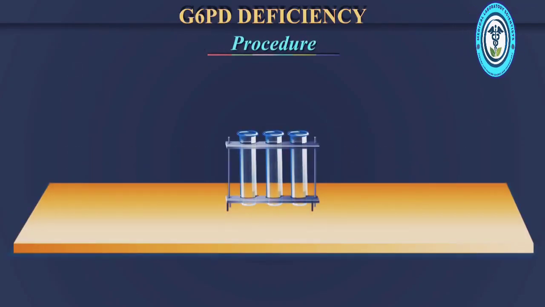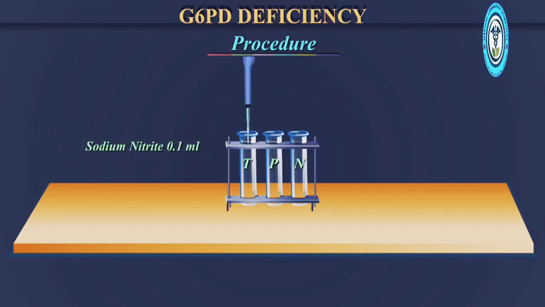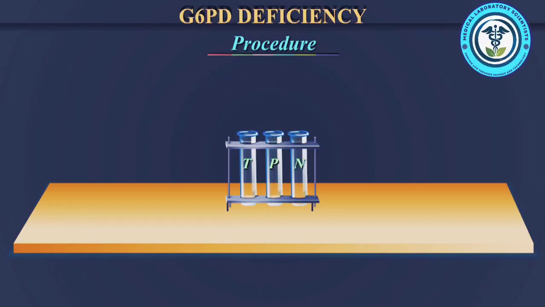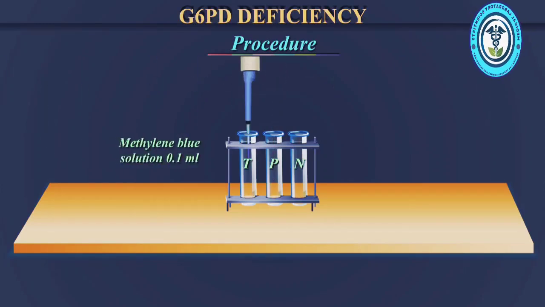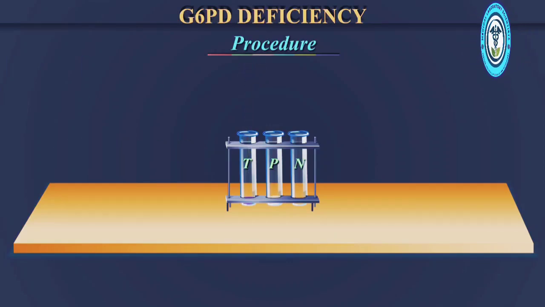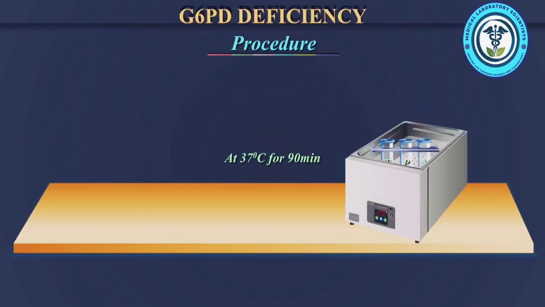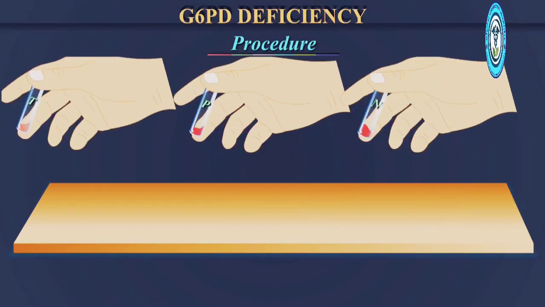Procedure. Take 3 test tubes and label them test, positive control, and negative control. Add the reagents as under. Reagent sodium nitrite: 0.1 ml to the test, 0.1 ml to the positive control, and nil to the negative control. Reagent methylene blue solution: 0.1 ml to the test, nil to positive control, and nil to negative control. Sample blood: 2 ml to the test, 2 ml to the positive control, and 2 ml to the negative control tubes. Step 2. Place in a water bath at 37 degrees centigrade for 90 minutes. At the end of 90 minutes, take out the tubes and mix by repeated inversions.